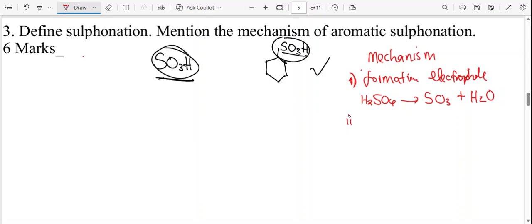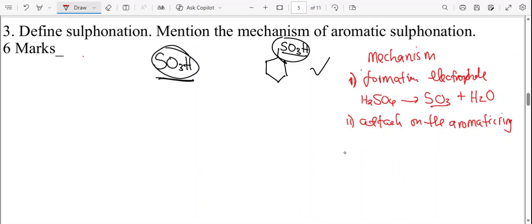The second step is now we have formed the electrophile. The second step that we are going to do is the attachment on the aromatic ring. So we attach this on the aromatic ring, and basically the benzene is now attaching the SO3, forming the sigma complex.